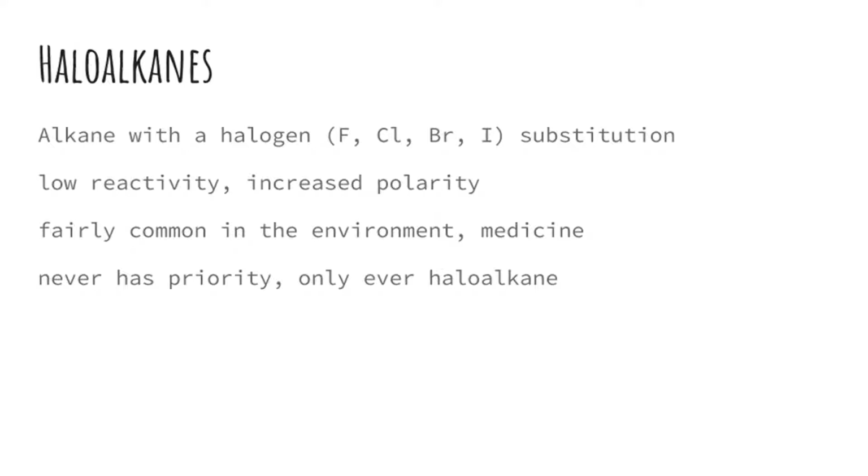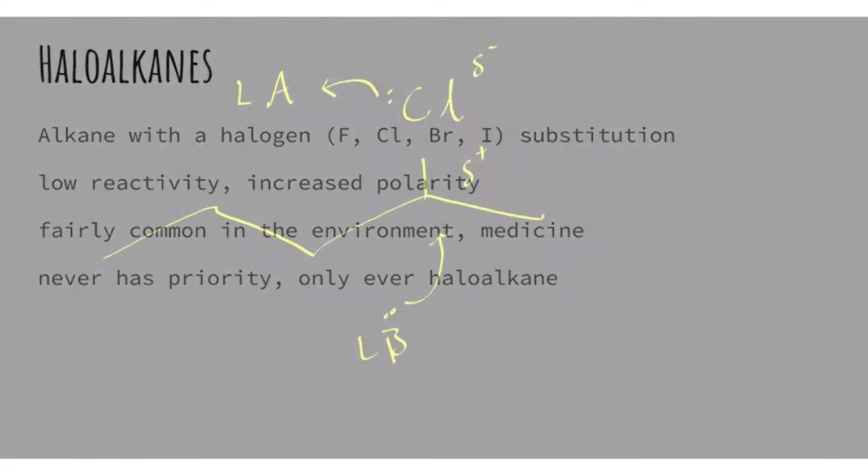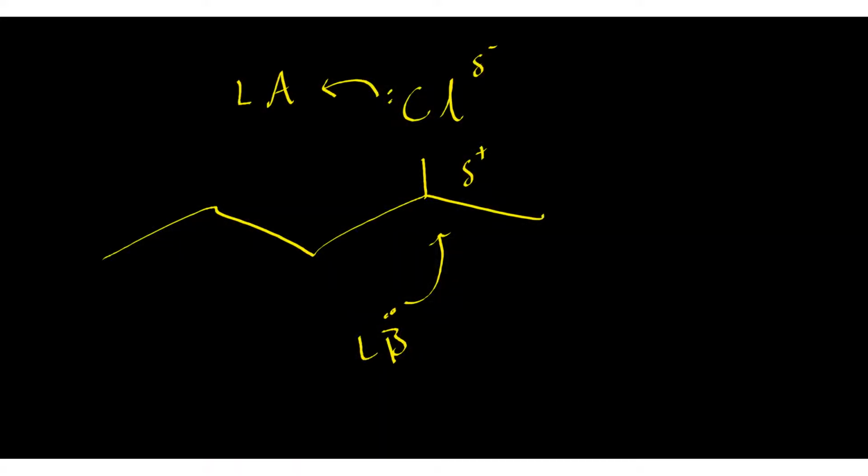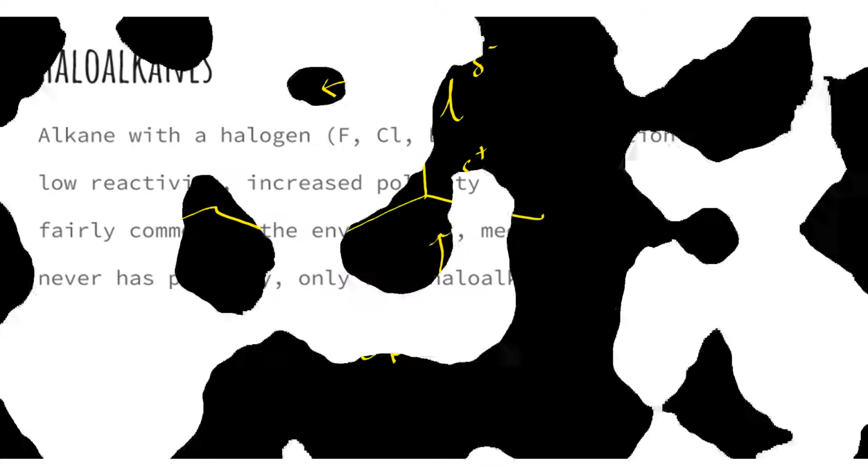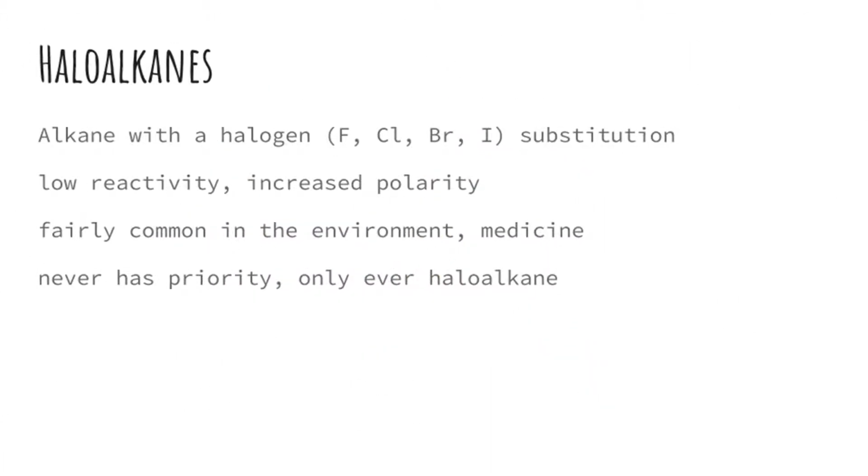Because your halogens are more electronegative than carbon, it puts a region of polarity on the molecule, so that the halogen or the carbon can be attacked by various Lewis acids or Lewis bases, depending on what you want to do. These are kind of common in the environment and in medicine. Not so much in nature itself. Some bacteria and things will make some haloalkanes, but not very many. This is mostly a human thing. When it comes to naming them, a halogen never has priority. It's never a suffix group. It is only ever going to be a haloalkane, only ever a side chain.